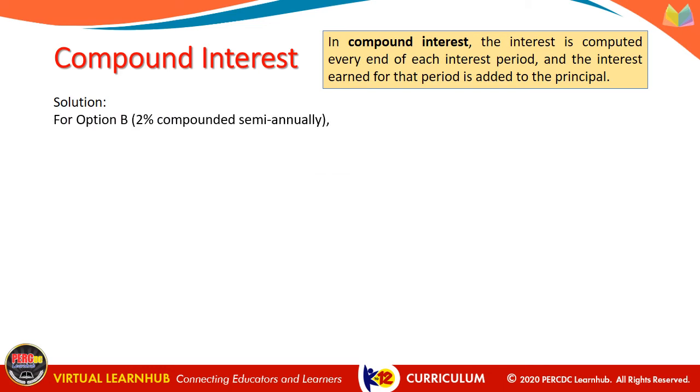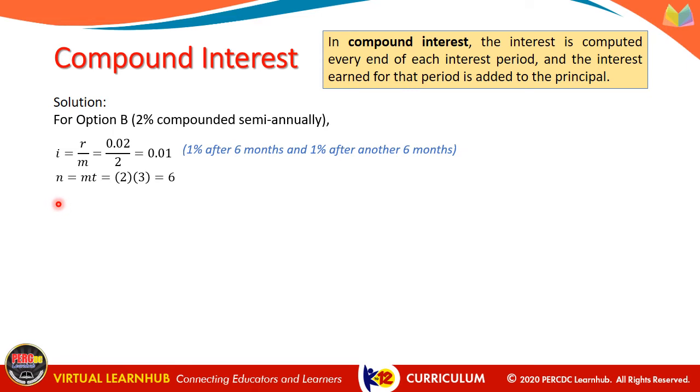Now for option B, 2% compounded semi-annually, we need first to compute for I, which is R over M. Since this is compounded semi-annually, M is equal to 2. I is equal to 0.02 over 2. That is equal to 0.01 or 1% every 6 months. That is 1% after 6 months and 1% after another 6 months.